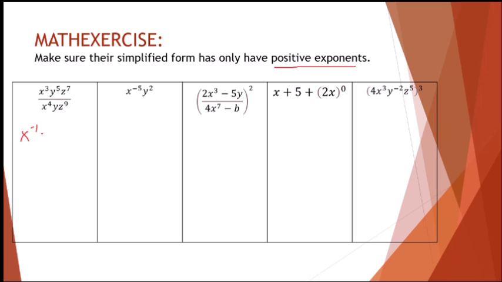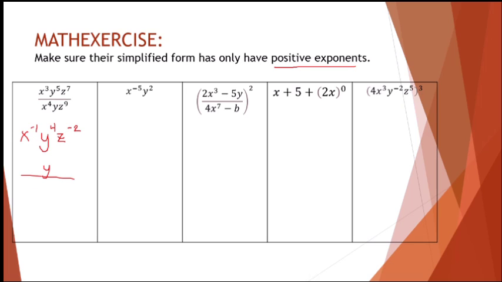Next is y. They have the same y, and when you see no exponent given, that means it's 1. So 5 minus 1 is 4. Next is z. 7 minus 9 is equal to negative 2. Now, this is not simplified. Why? Because we said positive exponents, and there are negatives. So how do we simplify that? By finding their reciprocal.